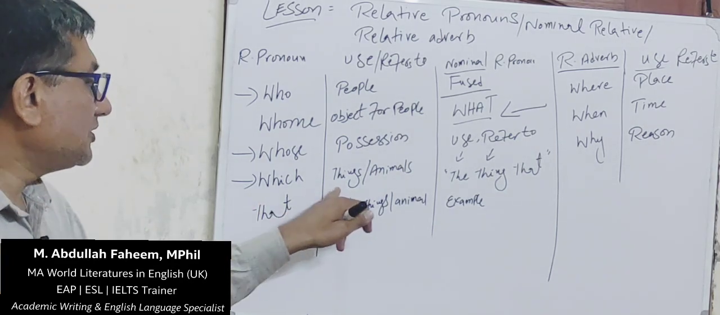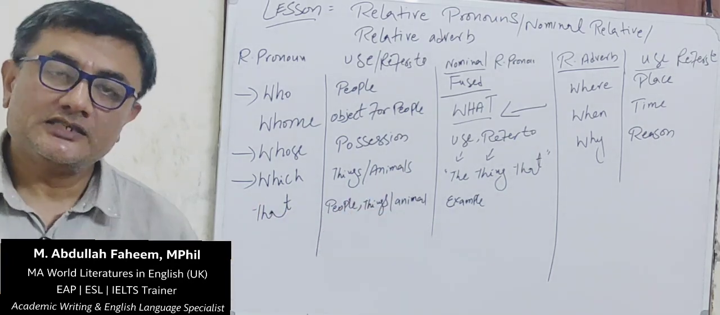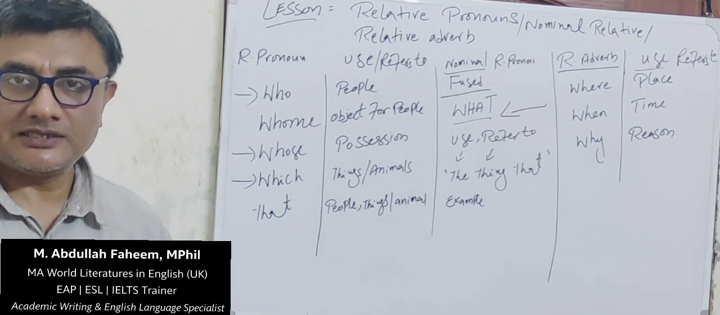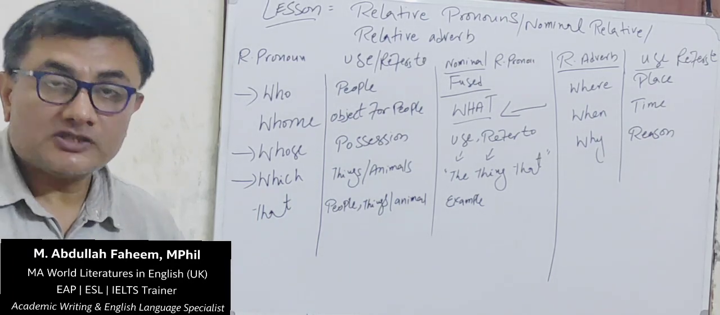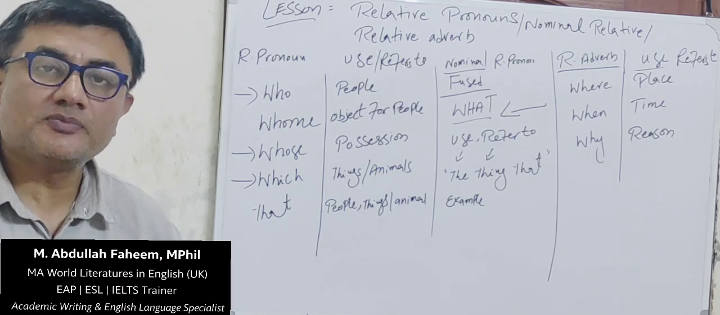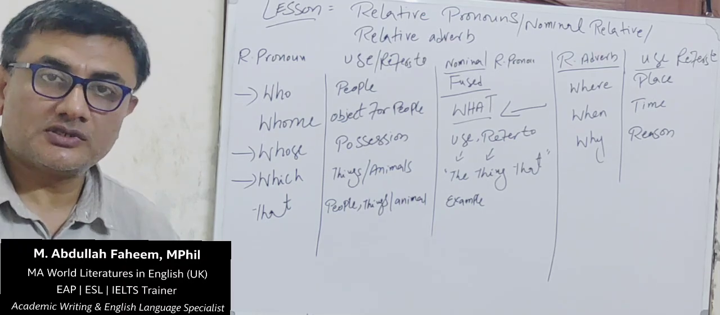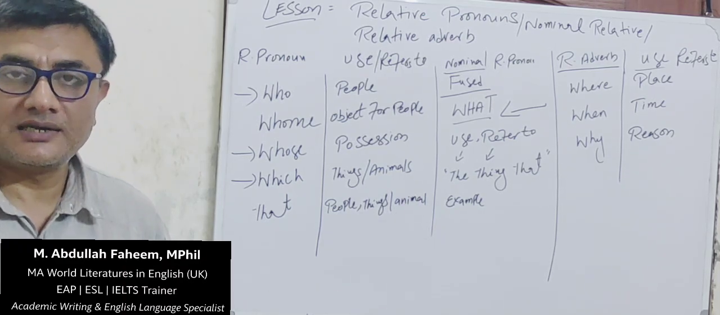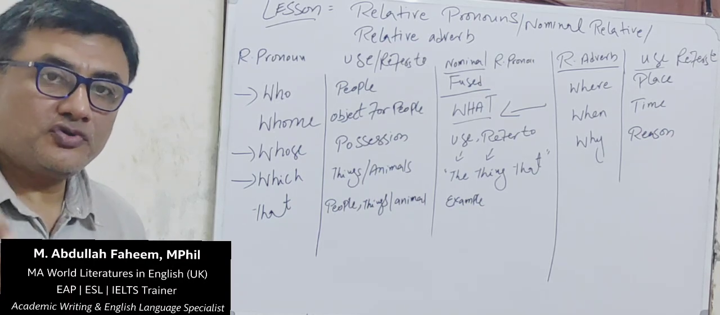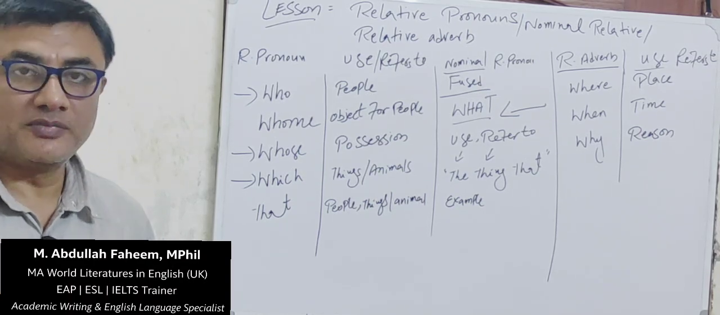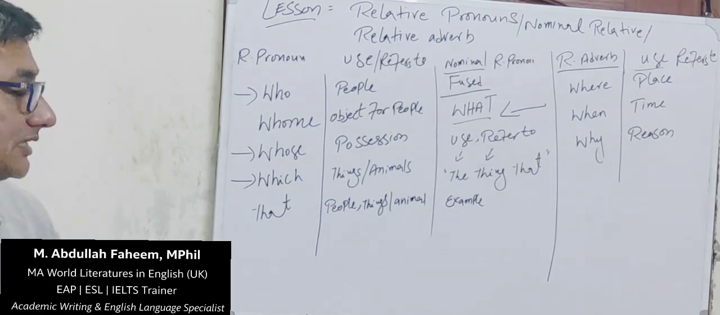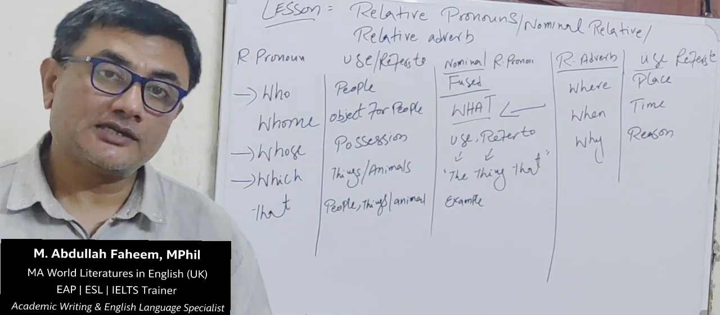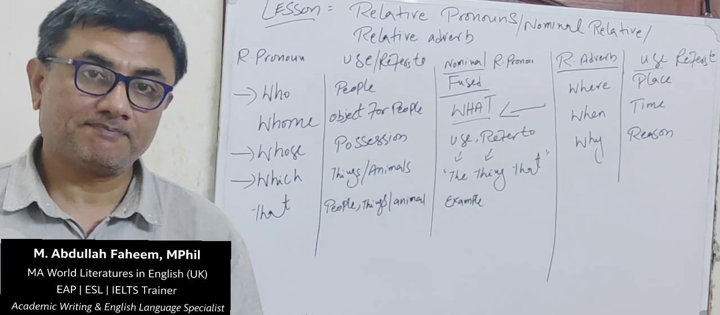And then which, it is used for things and animals. ये चीजों और जानवरों के लिए इस्तेमाल किया जाता है. For instance, which one is mine? कौन सी चीज मेरी है? Which is which? कौन सी चीज क्या है? Which of you is with me? आप में से कौन मेरे साथ है? अब इस सेंटेंस में, इस पर्टिकुलर सिनेरियो में ये इंसानों के लिए भी इस्तेमाल किया जा सकता है.